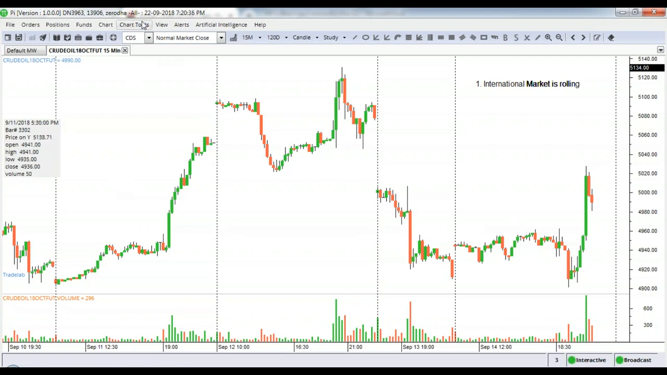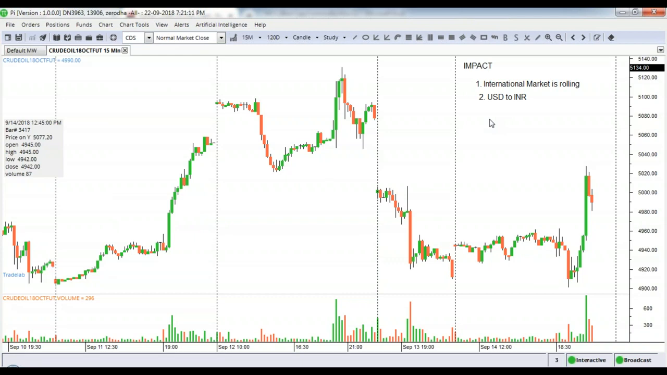And the second thing is that in the international market, we are trading in dollars, and in our domestic commodities market, we are trading in INR. So this USD to INR will be impact number two. Is this understood? Does it make sense? Yes, sir.